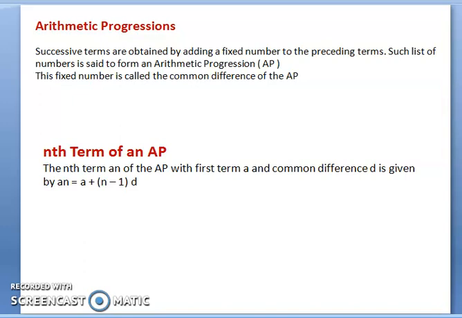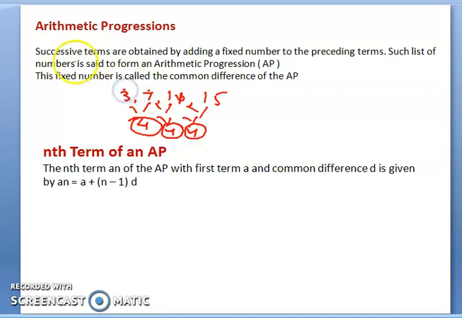So arithmetic progression, when the terms are given, like if I write like this: 3, then 7, then 10, 11, then 15. If you see, each one is known as a term, and the difference of each term is constant in this case, right? The constant difference is known as the common difference, and if the successive term minus the preceding term is always constant, such a progression is known as arithmetic progression.